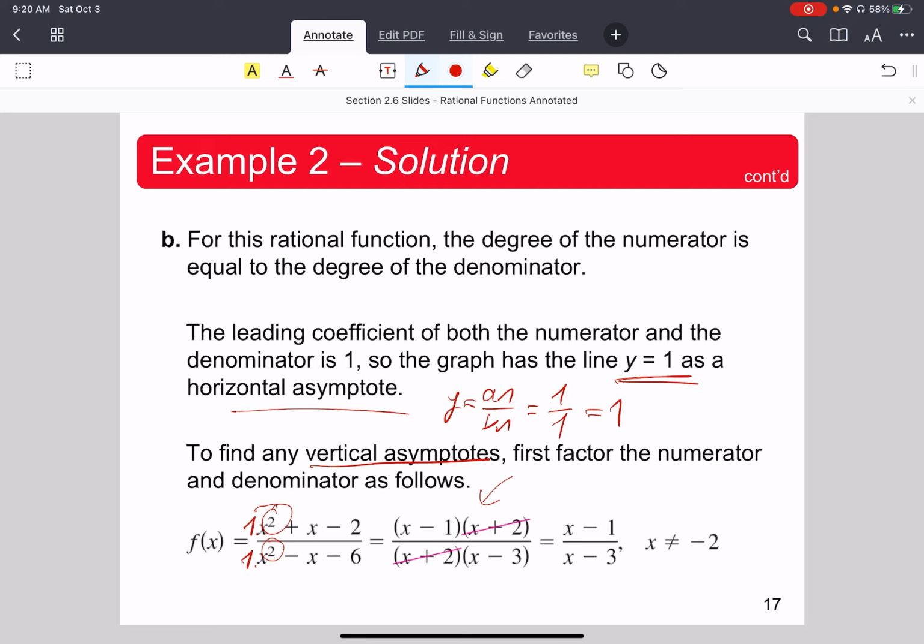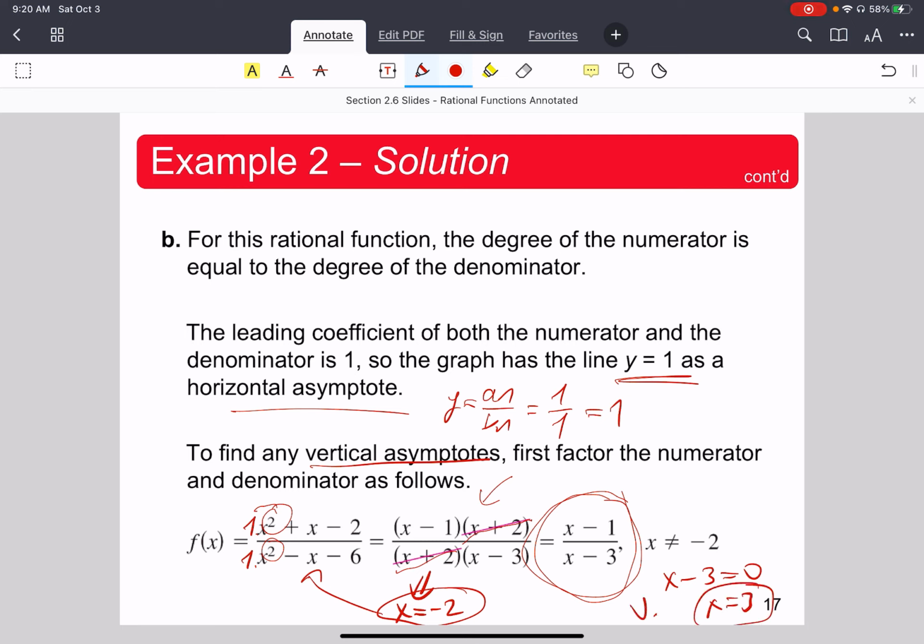And then we realize that we have the same factor at the top and the bottom, so we can cross those out. The function looks like x minus 1 over x minus 3, where x is still not negative 2 because this is a factor of the original. When you make the bottom negative 2 in the first place, it's always going to be 0. So that's the case, and then we're left with this function. So now we're going to say, well, x minus 3 equals 0, x equals 3. So x equals 3 is the only vertical asymptote.